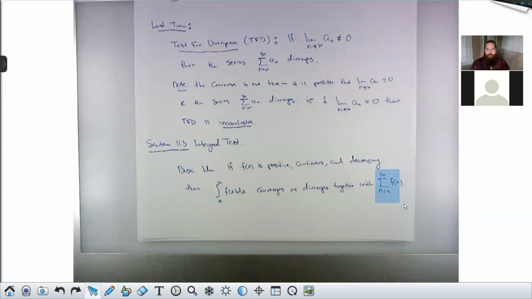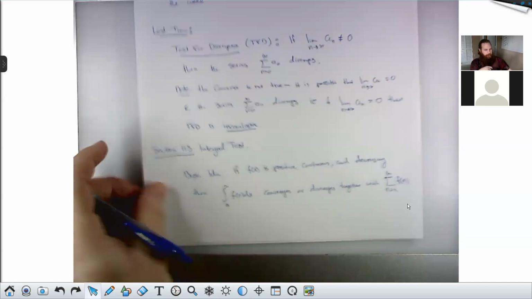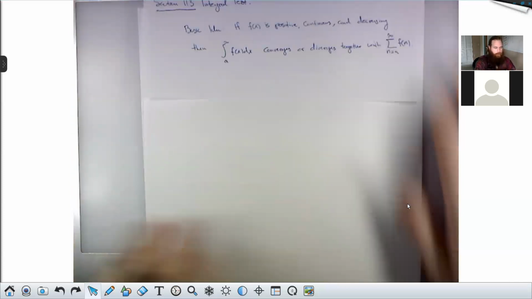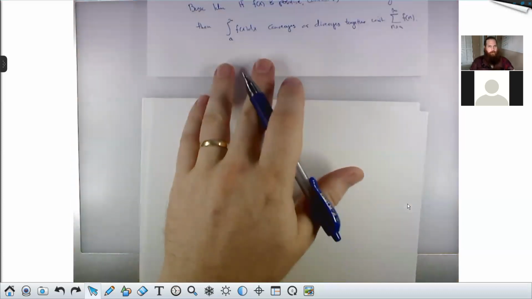In practice, the way we use this is someone gives you the infinite series, you check that the corresponding function is positive, continuous, and decreasing, then compute this integral. If this integral converges, and this is true, then the series converges. If the integral diverges, and this is true, then the series diverges. That's the basic idea. This is going to let us prove a few interesting things.